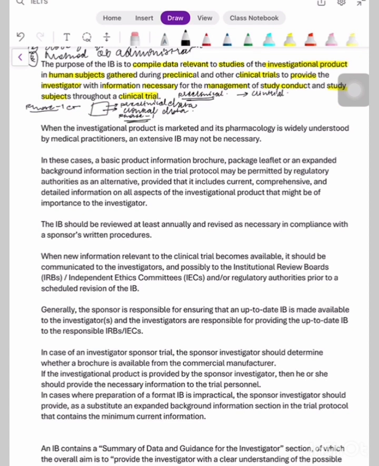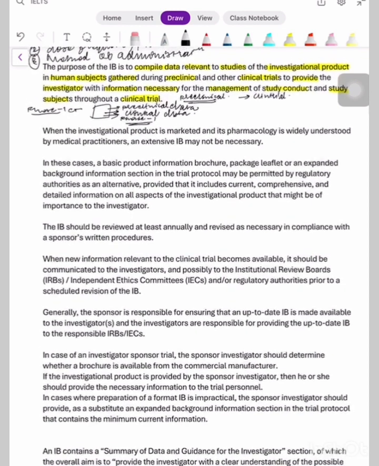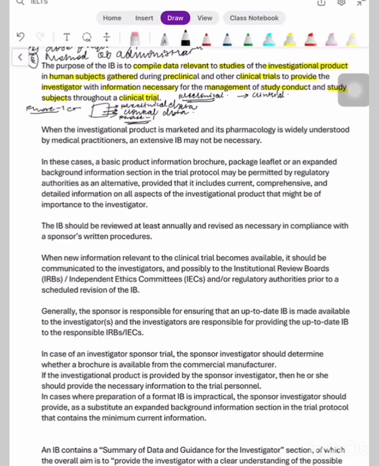After completion of phase 1, not even successful, even if it is unsuccessful, the data would be added. So any relevant information related to the trial, it is the responsibility of the sponsor to give it to the investigator via this investigator brochure, and it is the responsibility of the investigator to read the current version of the IB and make use of it during the clinical trials or throughout a trial. Whatever the investigational product is, that is the drug under study, we get all its information from the IB. Therefore it is important for the investigator to read the current version very carefully.